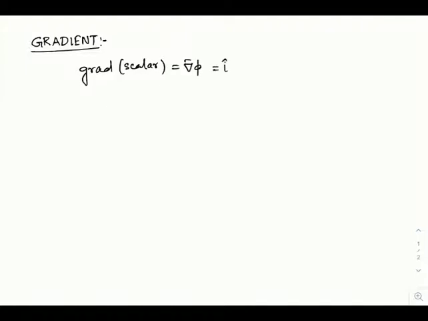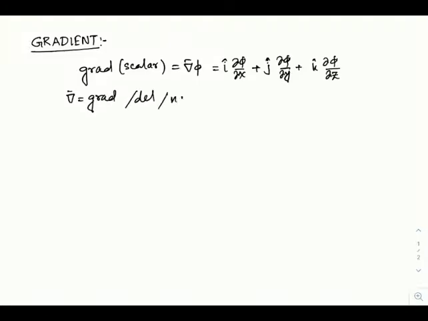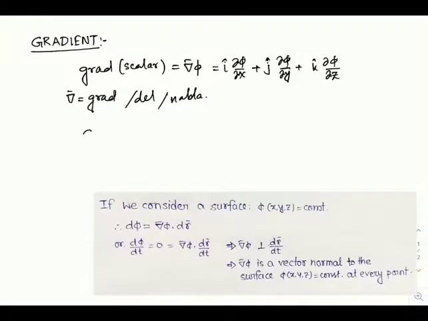So let's find the gradient of some scalar phi. Grad phi equals i ∂phi/∂x plus j ∂phi/∂y plus k ∂phi/∂z. Gradient is a vector operator, so we can apply it only to a scalar. The upside down triangle is the gradient operator, which is also called del or nabla. Here we can write this information: grad phi is a vector normal to the surface of phi(x,y,z) at every point.